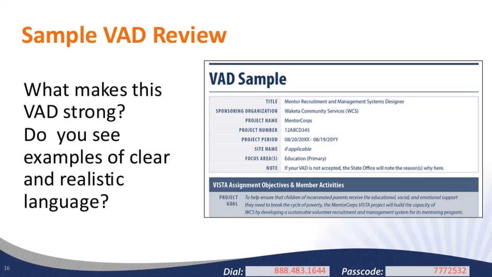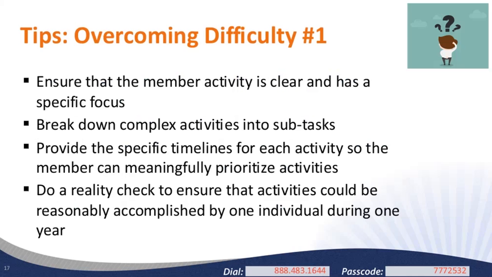So now, what are tips that we can share with you on how to overcome some of these difficulties? So here are a few tips to overcoming unclear or unrealistic VADs. First, ensure that the member activity is written with a clear focus. By that we mean one specific topic for each activity. Make sure not to bundle multiple activities together because that can be a little overwhelming. Also, break down complex activities into subtasks and list these tasks in an order that supports step-by-step guidance. You should also provide the specific timeline for each activity so that the member can meaningfully prioritize activities.